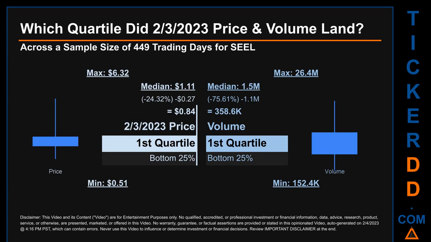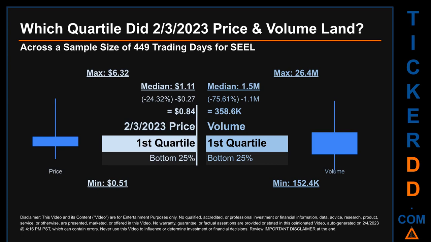The day's volume landed within the first quartile, at the bottom 25% of all sampled daily volume, which saw a max daily volume of 26.4 million and a minimum of 152.4 thousand. Quartiles tell us about the spread of a data set by breaking that data set into quarters, just like how the median breaks the set into half.